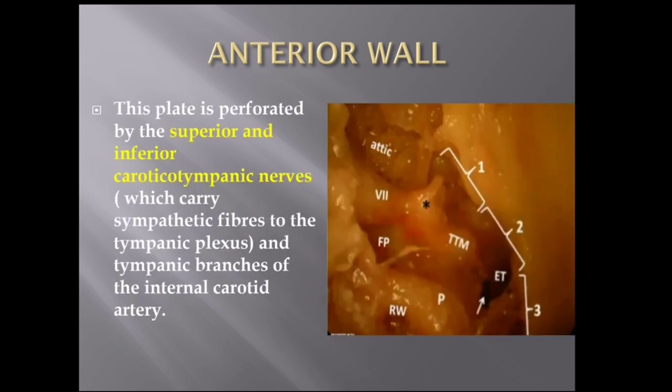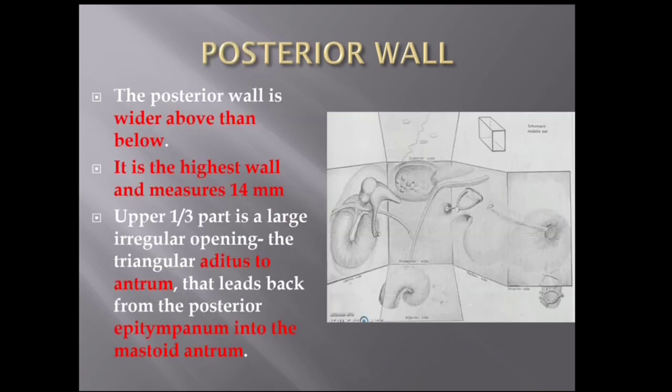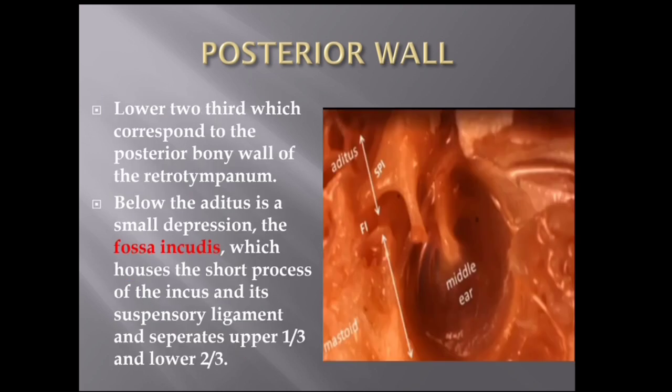In the anterior wall, in its middle part, we can see this opening of the Eustachian tube, which is oval and 5 by 2 mm in size. Now the posterior wall. This is the posterior wall, wider above than below, the highest wall, with the upper third large, and an irregular opening, the aditus to the antrum. We can divide the posterior wall into upper one third and lower two thirds parts. Between them, the opening is called the fossa incudis.